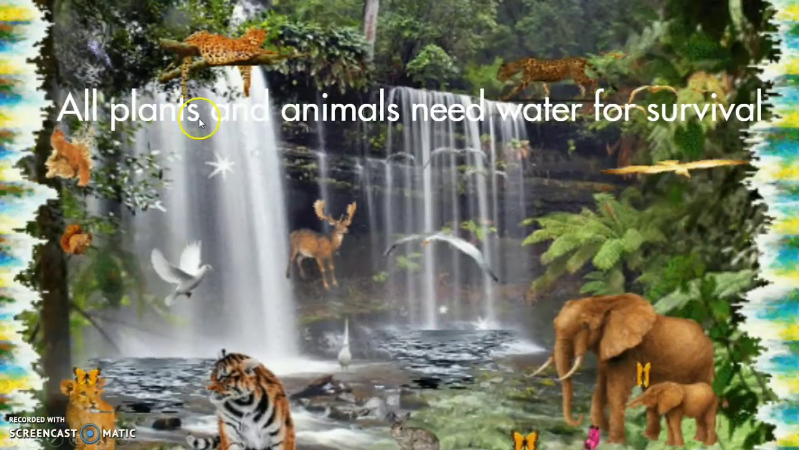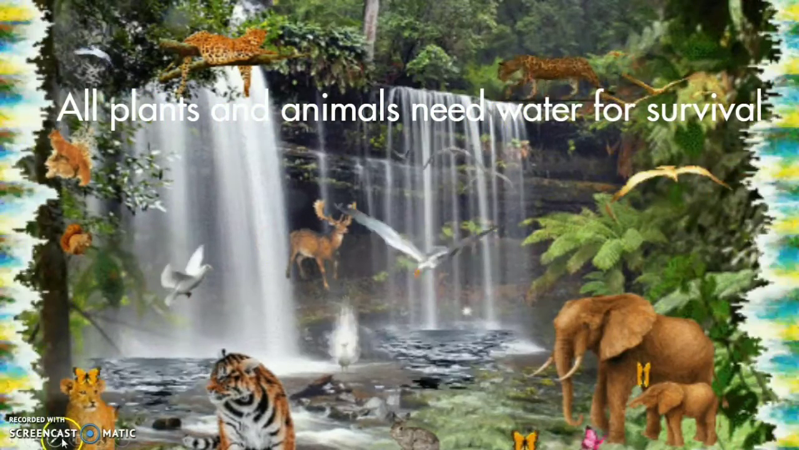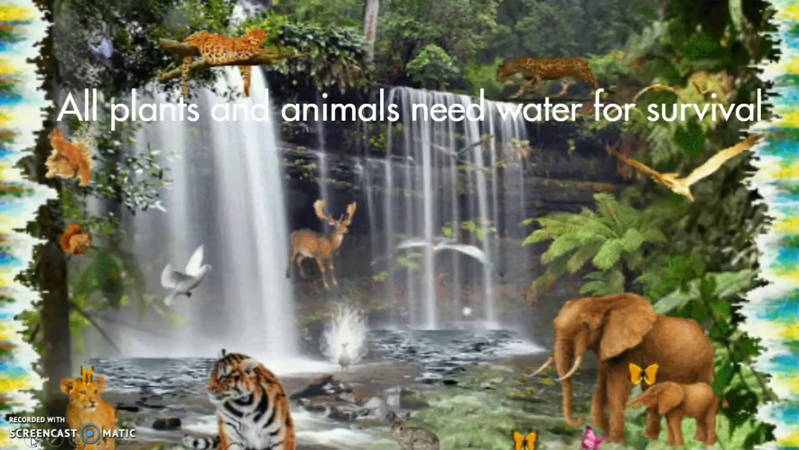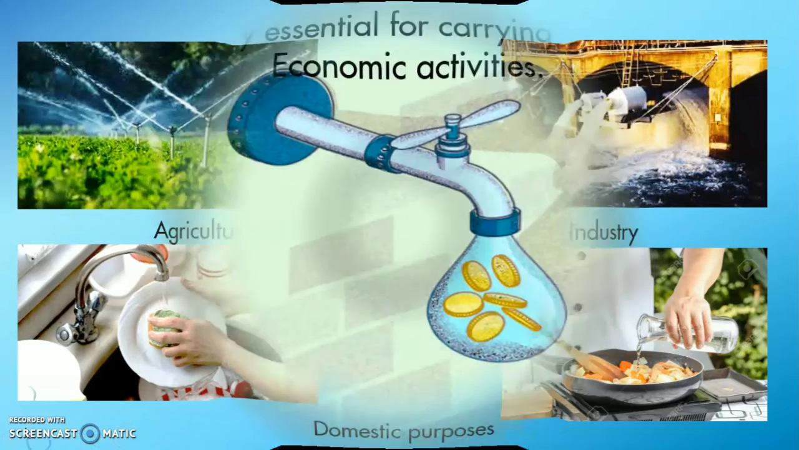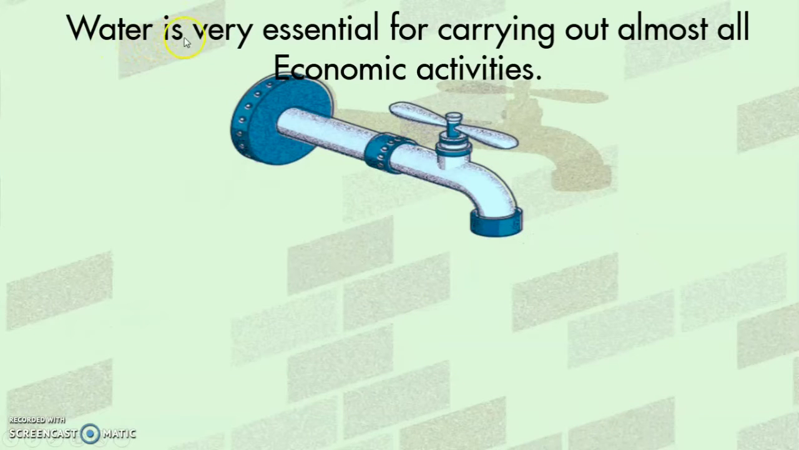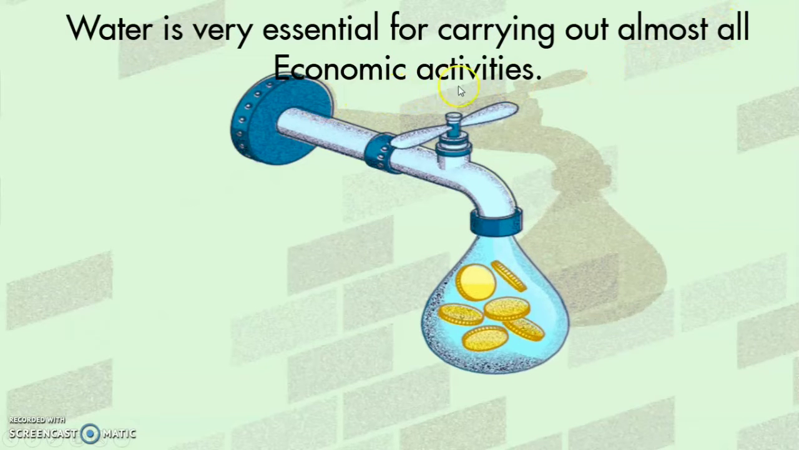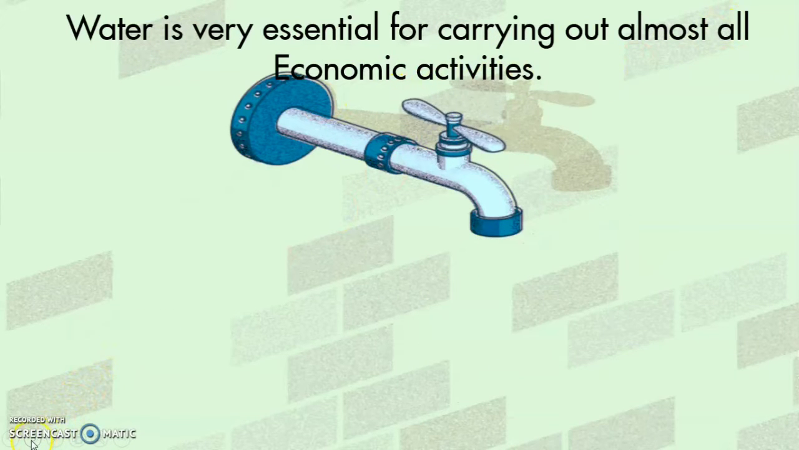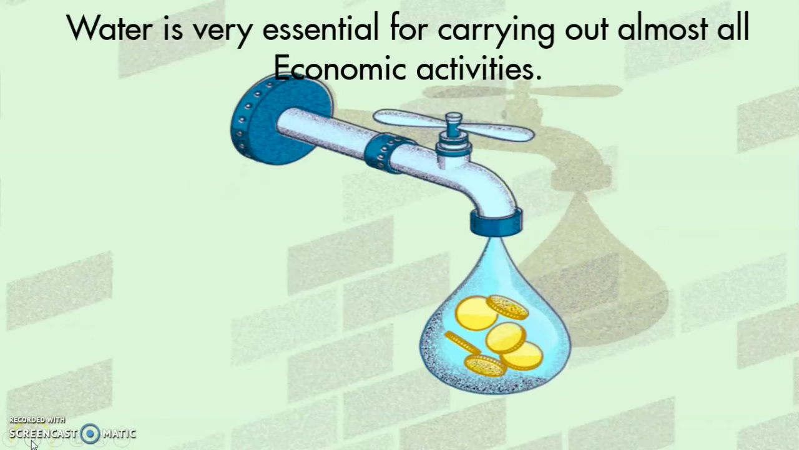Children, all plants and animals need water for survival. That is, all plants and animals need water to live. Children, apart from drinking, water is used for agriculture, industry and domestic purposes. Water is very essential for carrying out almost all economic activities. Now, economic activities are actions involving production, distribution and consumption of goods.